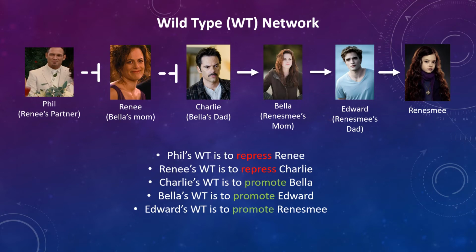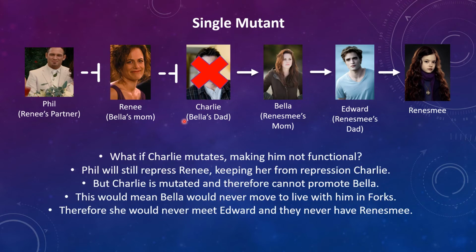To apply this to a biological example, we can think of Phil and Renee as bicoid proteins, and Charlie and Bella and Edward as caudal mRNA. The bicoid protein represses the caudal mRNA, and that inhibits the expression of the caudal protein and represses the next process.